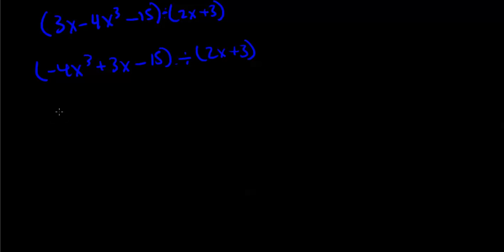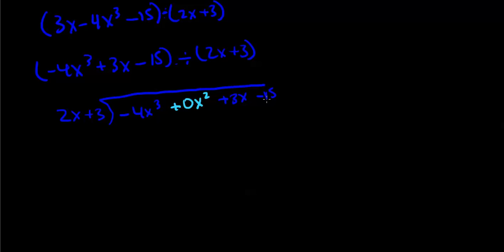So we have 2x plus 3. Then we write the division symbol. Then we write negative 4x cubed. Then you want to put a 0x squared. Then put the plus 3x. When you're doing long division, you cannot skip a degree along the path, because if you go from 3 to 1, it doesn't work. You have to make sure you have the x squared in there also.